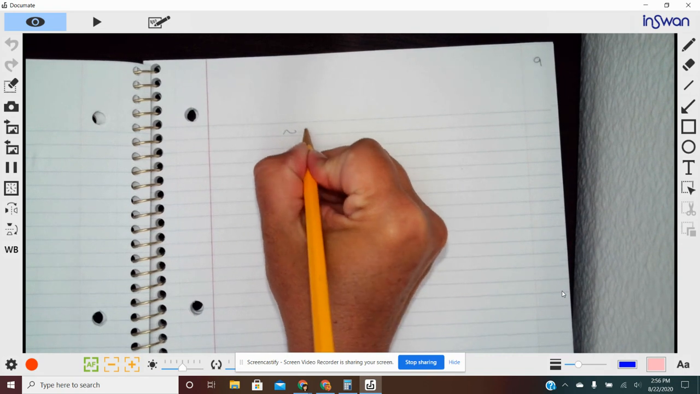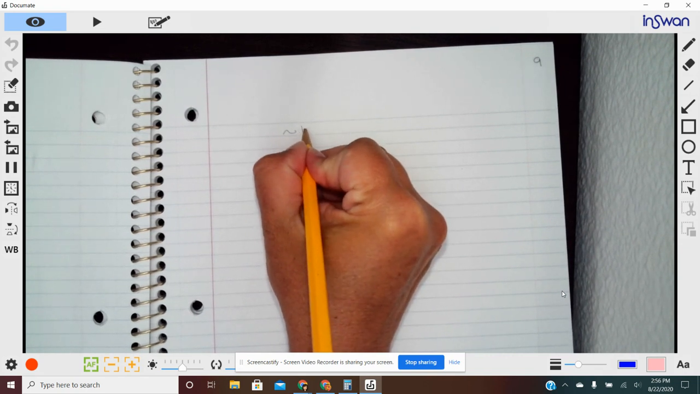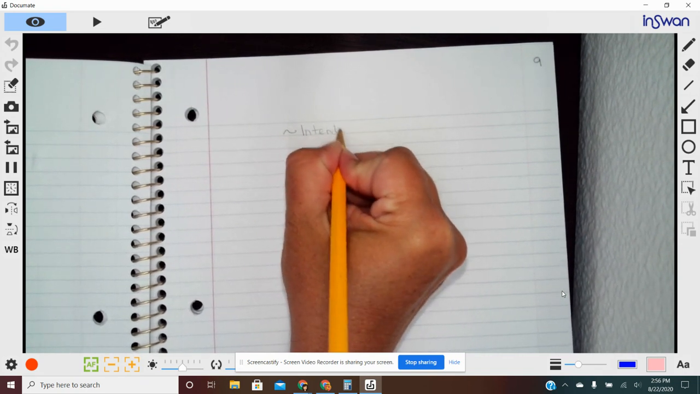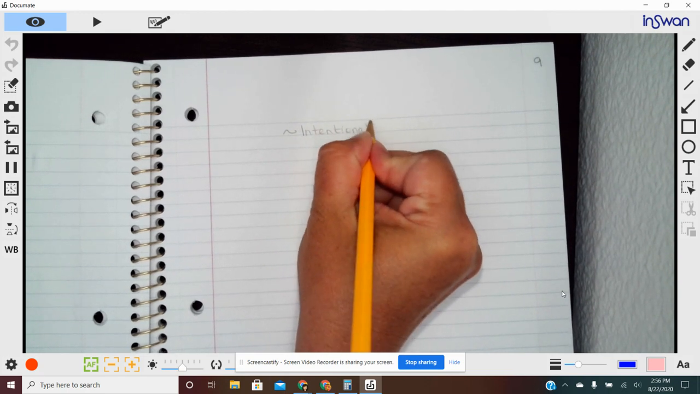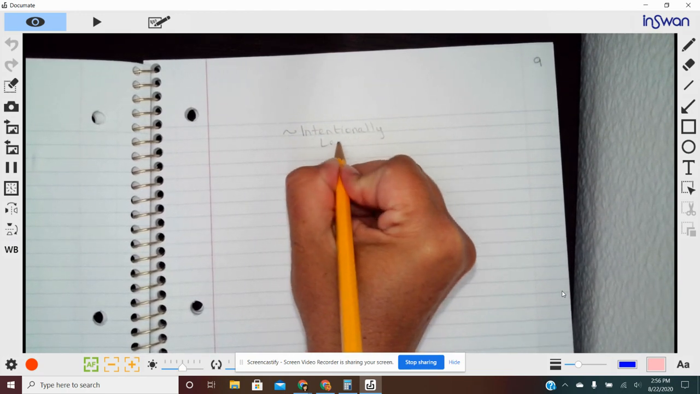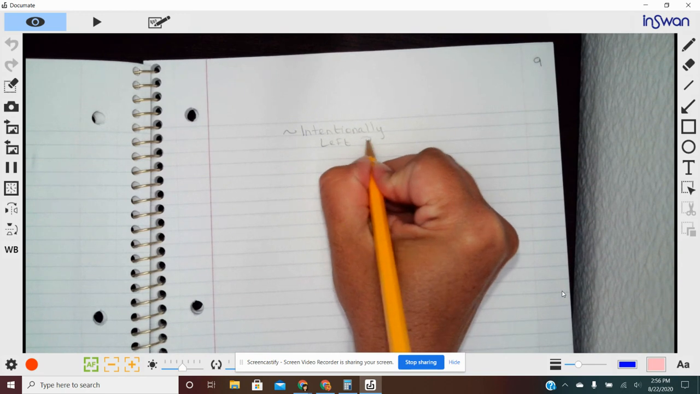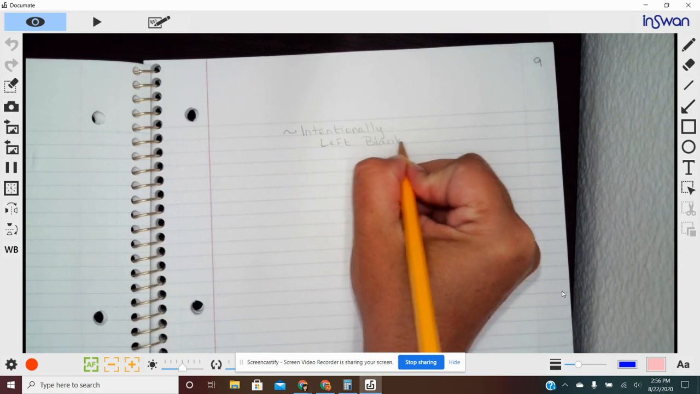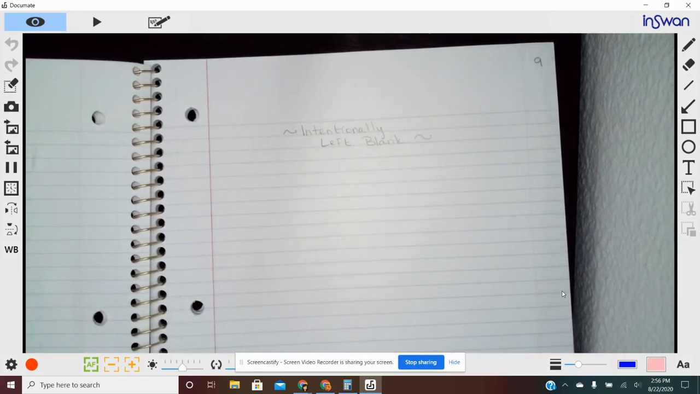9, you'll see this on legal documents sometimes. I'm going to write intentionally left blank. We're going to leave this page blank. Okay. So intentionally leaving this blank, we're going to move on to page 10 in a second.